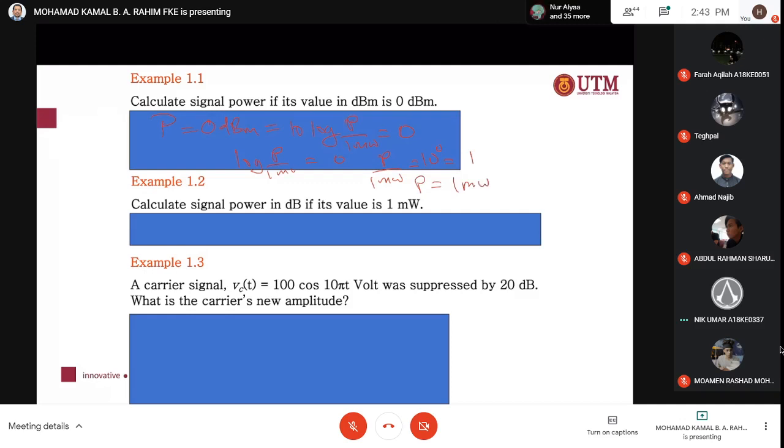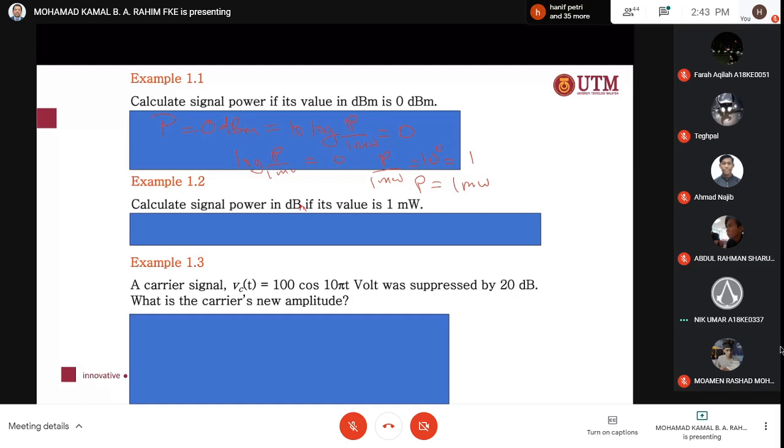Okay, calculate signal power in dB if the value is 1 milliwatt. How do you want to do this? Signal power I think is in dBm, because you cannot calculate power in dB, because for dB you need to have a ratio, right? So maybe dBm here, so it's the same thing. The answer will be the same.